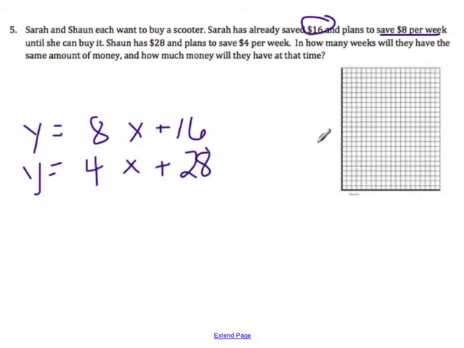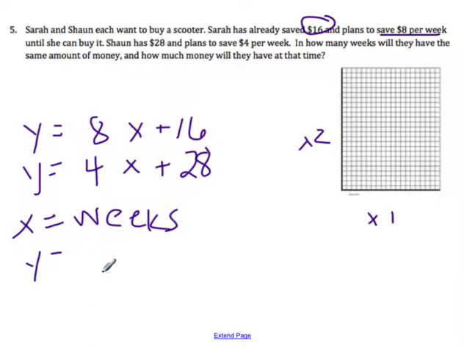Now you'll notice that we don't have 28 on this graph. So what I'm going to do is have this go by 2s and this go by 1s. So X is going to represent the number of weeks that go by, and Y is going to represent the amount of money that they've made. So let's plot Sarah first.